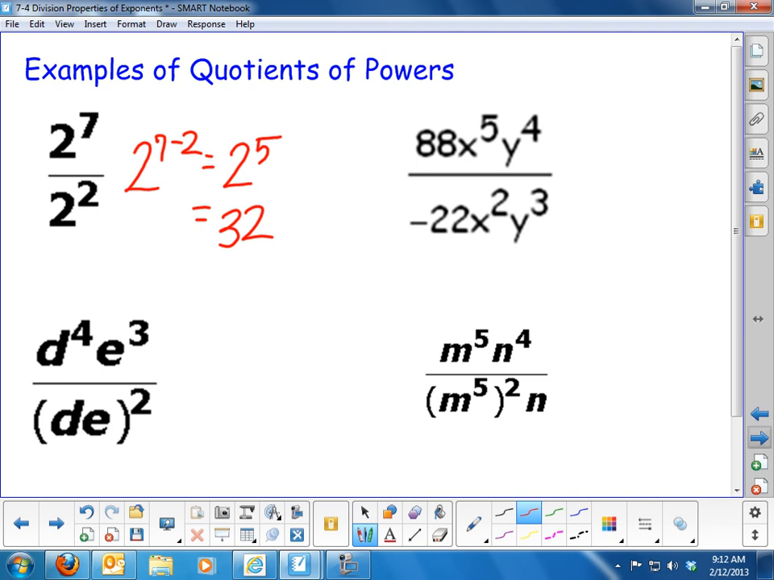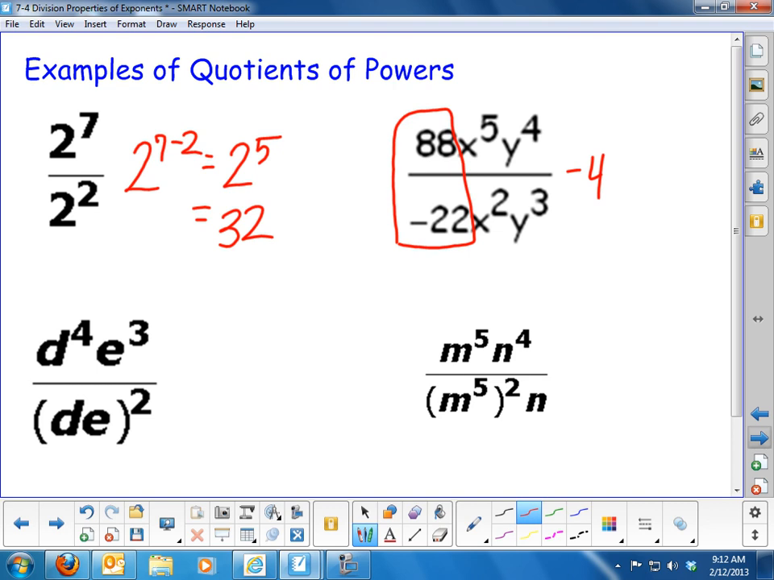All right, next example. Let's jump over here to this 88x to the 5th y to the 4th, divided by negative 22x squared y to the 3rd. First thing I'm going to do is divide out these factors right here. The 88 divided by negative 22. That right there, that's just normal division, guys. That has nothing to do with exponents. I get negative 4 from that.